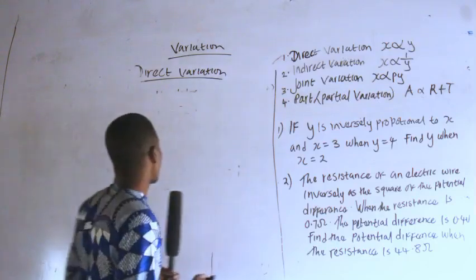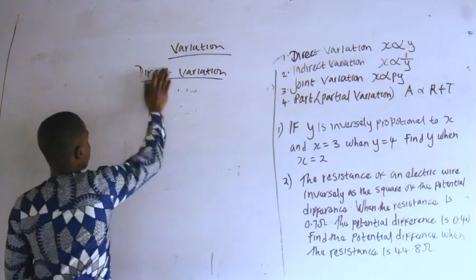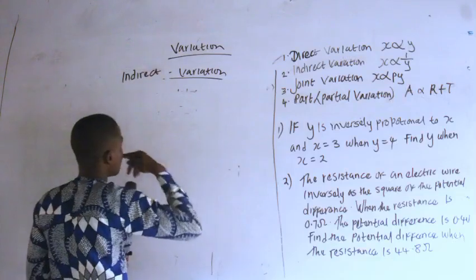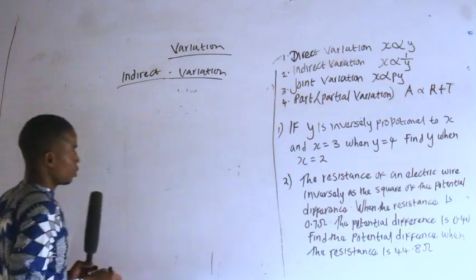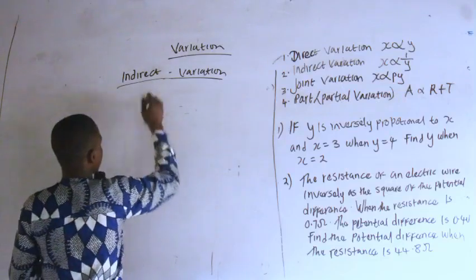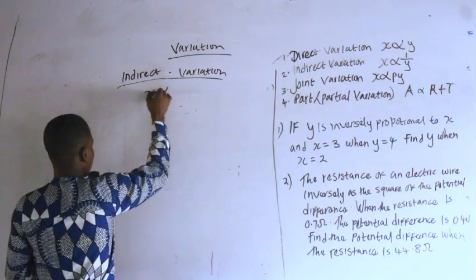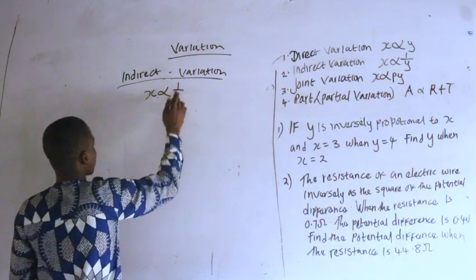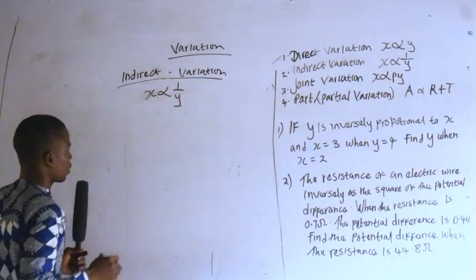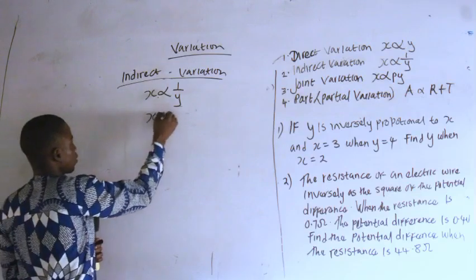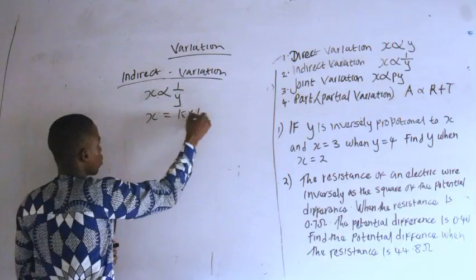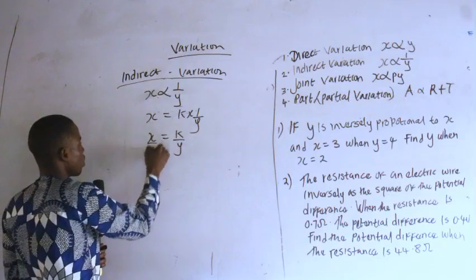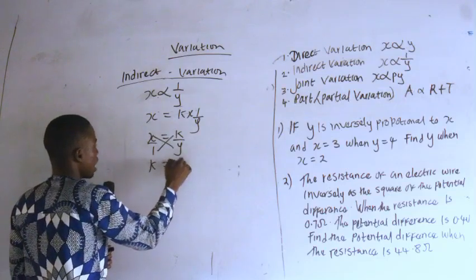Now we are continuing with another one, which is indirect variation. Indirect variation deals with this. x varies inversely as y. Indirect is the same thing as inversely. This one is inverse as y. It's still the same thing as x equals k times 1 all over y. x equals k all over y. We are making k the subject of the formula. All over 1, cross multiply, k equals xy.